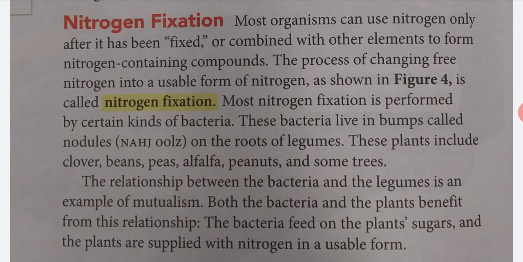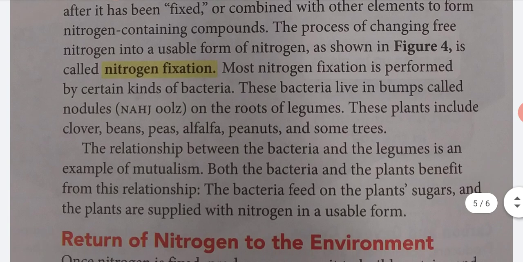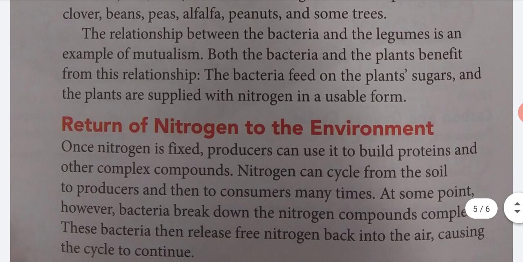These bacteria live in bumps called nodules on the roots of legumes. These plants include clover, beans, peas, alfalfa, peanuts, and some trees. The relationship between the bacteria and the legumes is an example of mutualism. Both the bacteria and the plant benefit from this relationship. The bacteria feed on the plant's sugars, and the plants are supplied with nitrogen in a usable form.